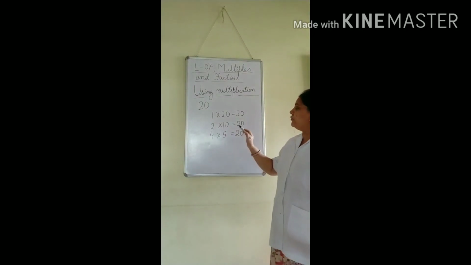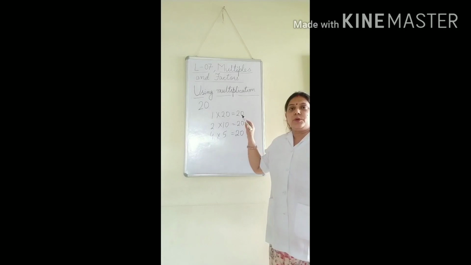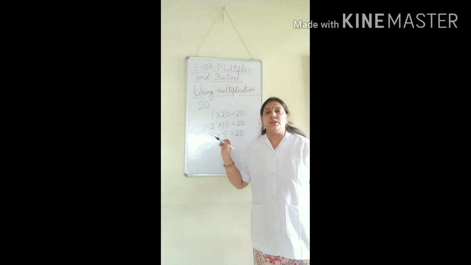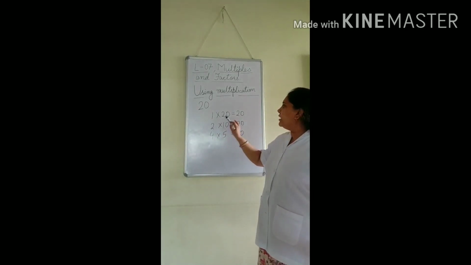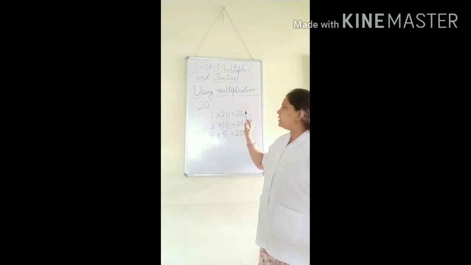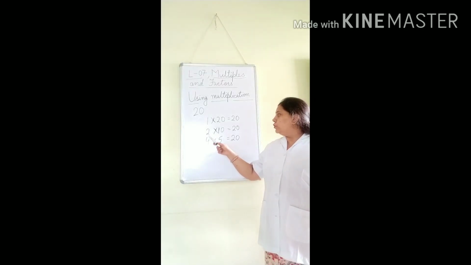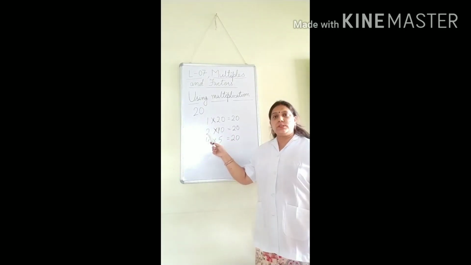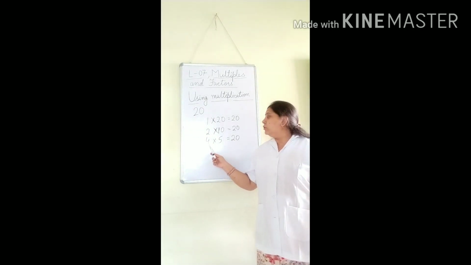Similarly, if we reverse those numbers, we get the same numbers, because in multiplication, if we change the order of the numbers, the product remains the same. So 1 into 20 is equal to 20. Similarly, 20 into 1 is also 20. 2 into 10 is equal to 20 and 10 into 2 is equal to 20. 4 into 5 is equal to 20 and 5 into 4 is also 20.